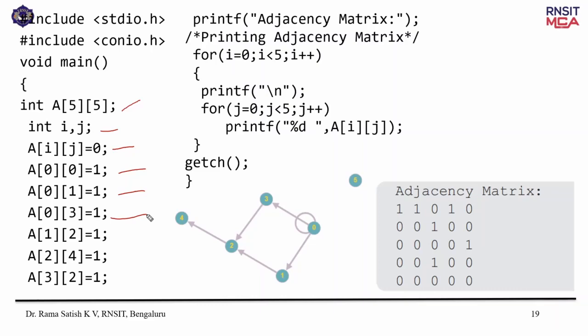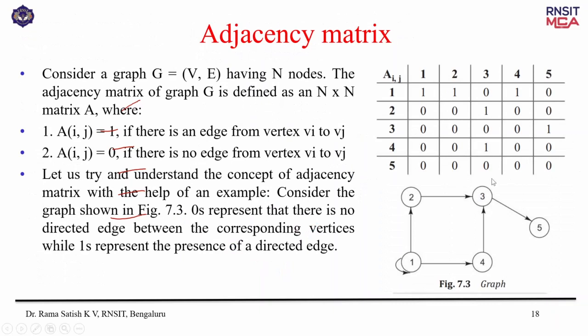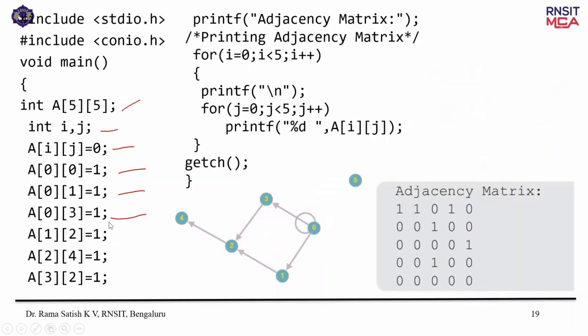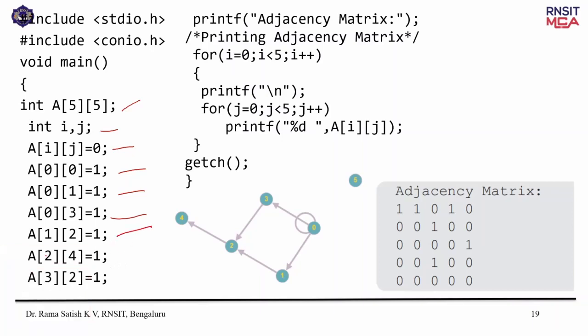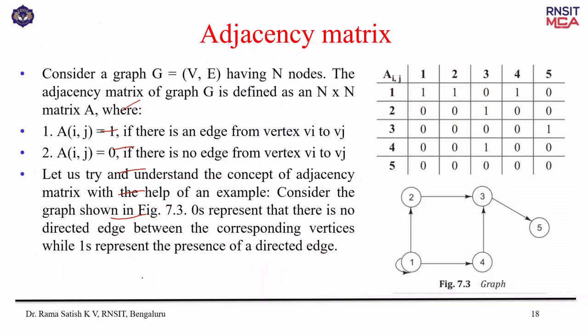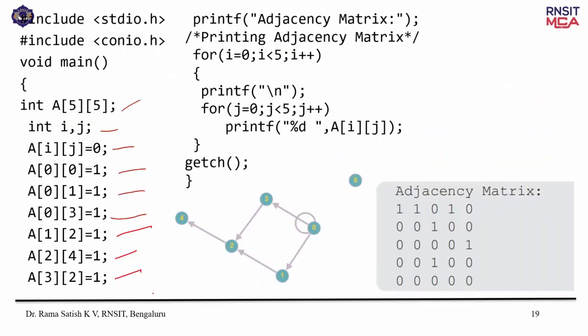So, how is this calculated? You observe here, this is calculated based on the adjacency matrix. So a[0][0] is there, a[0][1] is there, a[0][3] you have, a[1][2] you have. So, the same thing is represented. a[2][4] you have. So, it is just like this. a[3][2] you have. Yes, it is represented.